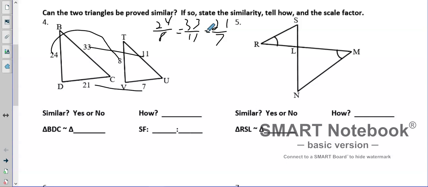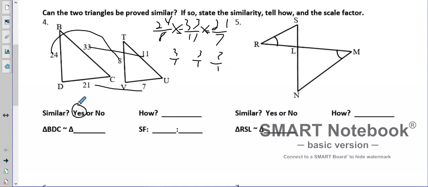Now, remember, there's 3 ways to do this. I could cross multiply those two, and the first and the third, and do all that math. I could also reduce these fractions, and I would get 3 over 1, 3 over 1, and 3 over 1. Or I could just simply divide, and I would get 3, 3, 3. So in other words, the smaller triangle is 1/3 of the big triangle, and the big triangle is 3 times the smaller triangle. So are they similar?